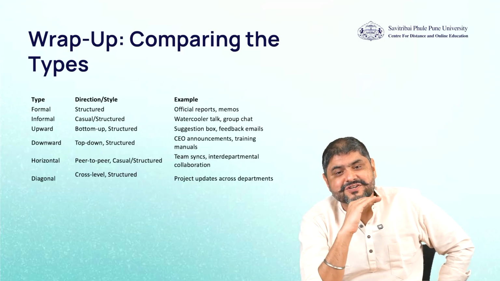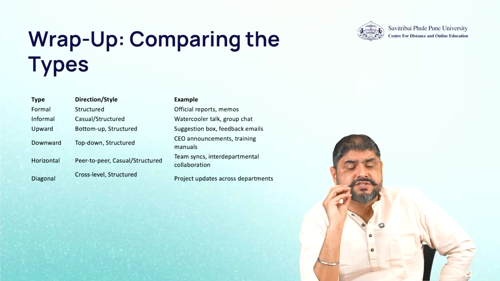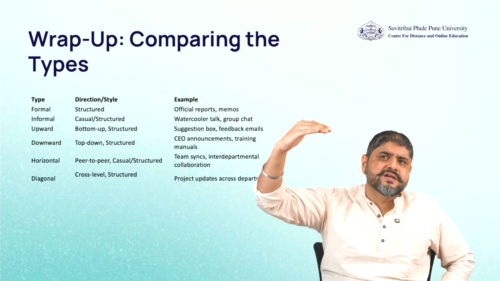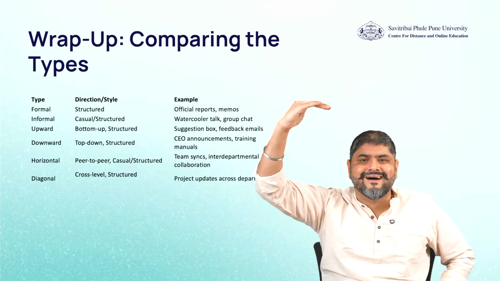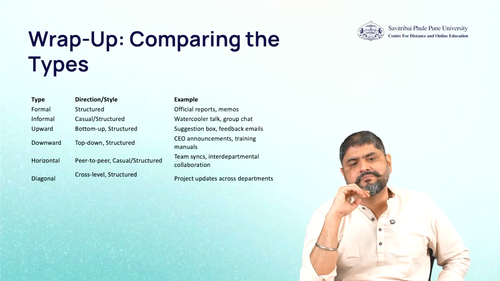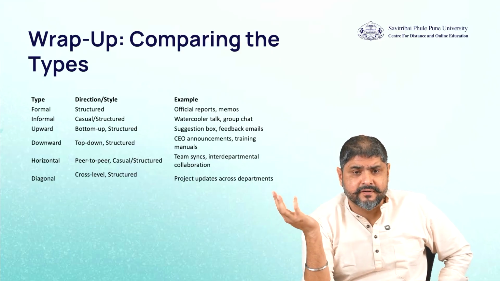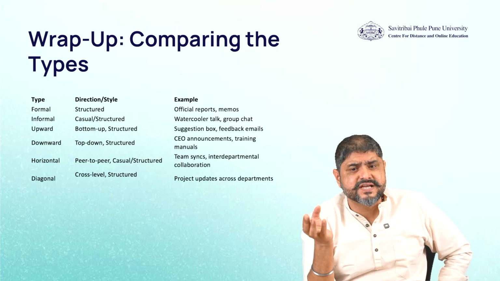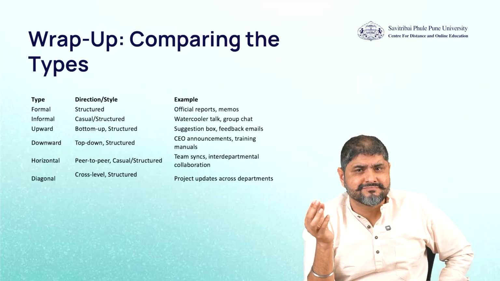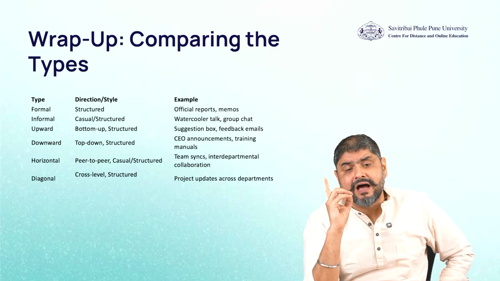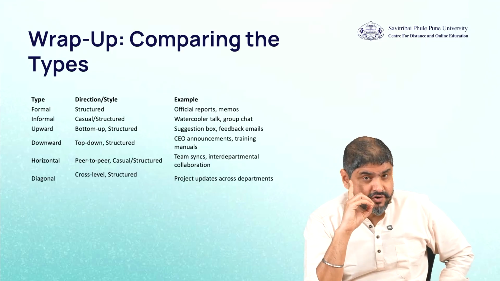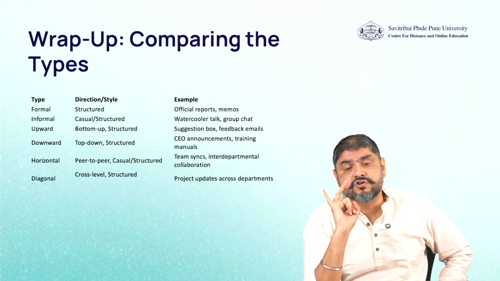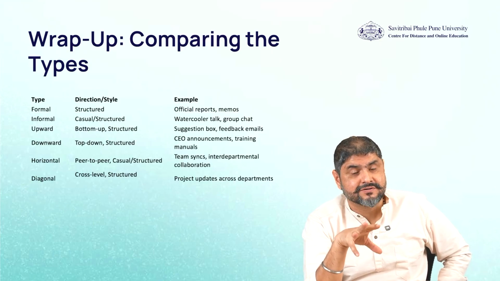Downward, which is top down and structured, okay, is CEO announcements, training manuals, policy information, anything that comes from higher up the ranks to lower down the ranks. Horizontal, which is peer to peer, it can be casual or it can be structured. This is team syncs, interdepartmental collaboration, etc. And diagonal, which is cross level and structured. Project updates across departments or inputs across departments.